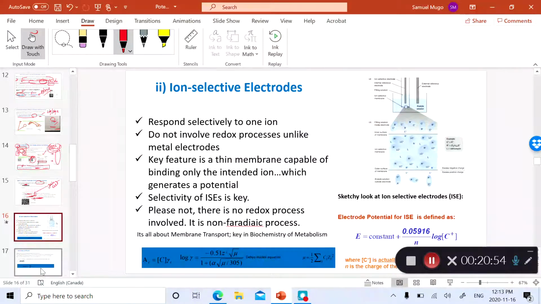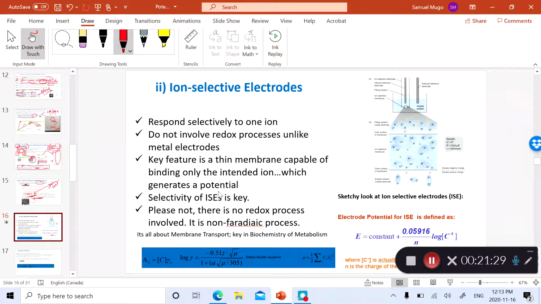So let me now talk a bit about ion selective electrodes, which, as I said, is the most common type of sensors that are used in potentiometric devices. Ion selective electrodes generally respond selectively to an ion. Remember, this is non-classical, and so they do not involve a redox process. So unlike metal electrodes, with ion selective electrodes there is no redox process.